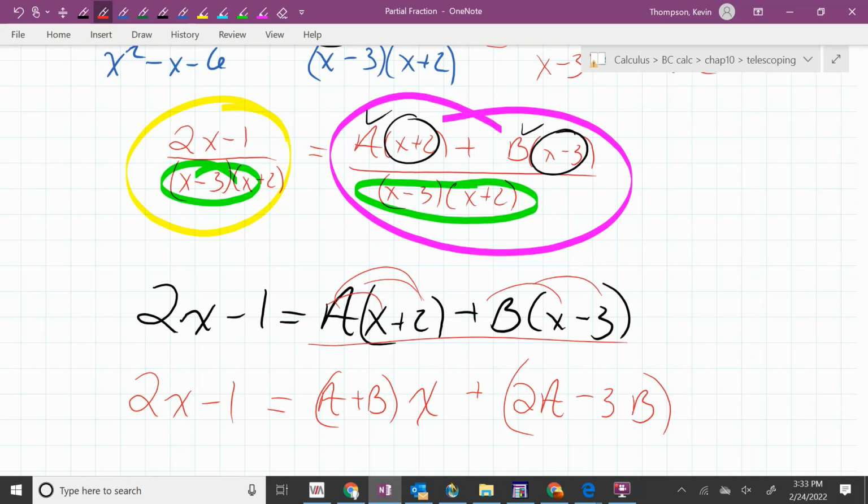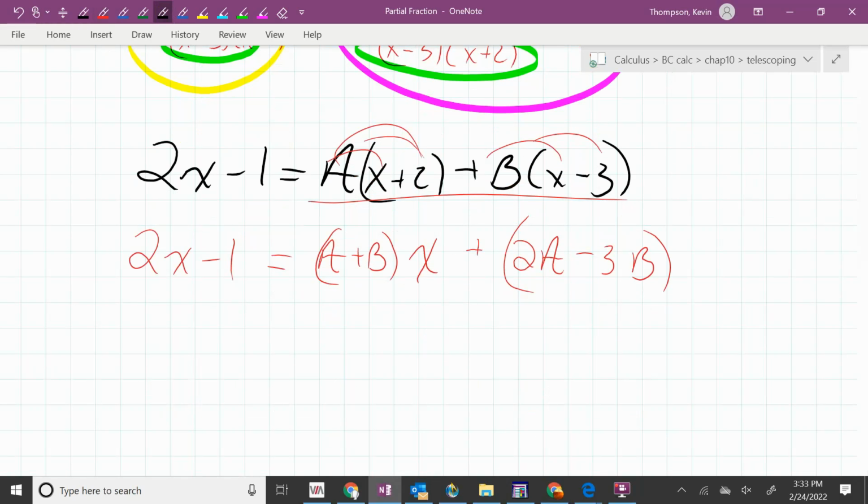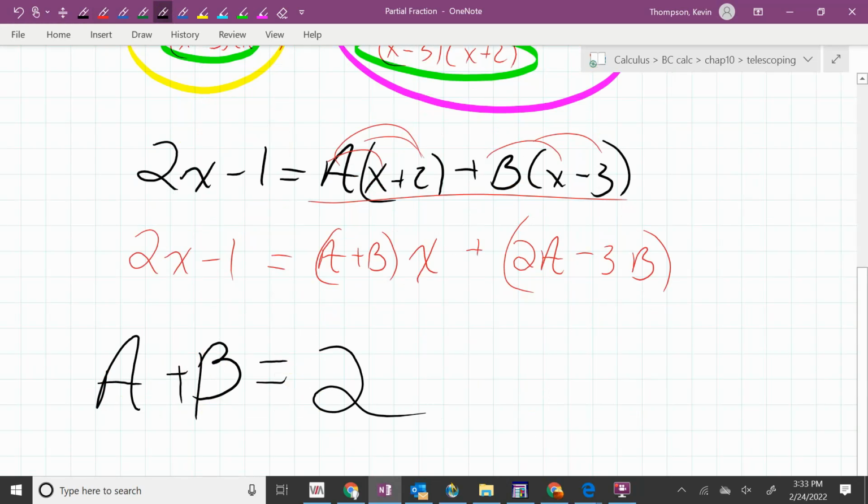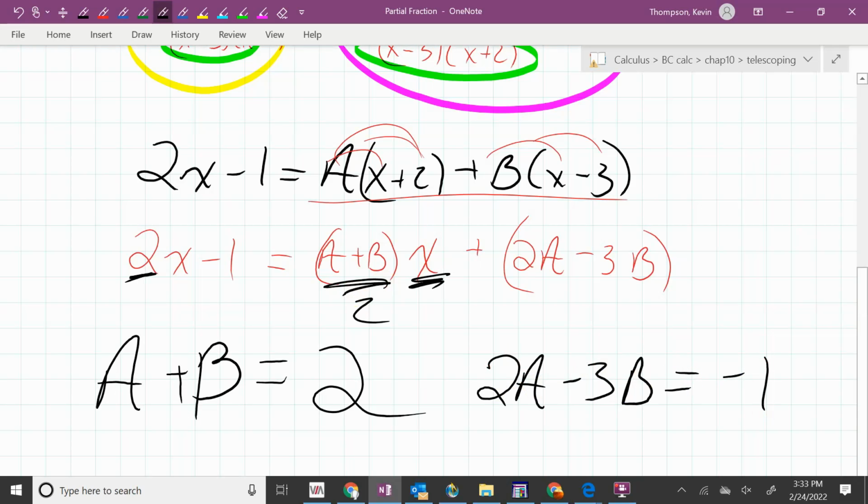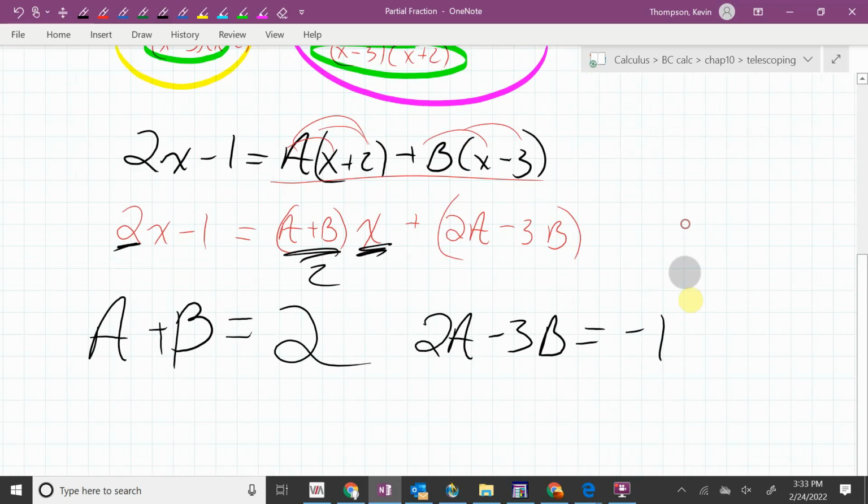So A and B are some number. What does A plus B have to equal? Has to be 2. You see that? If the coefficient over here ends up being 2, and there's the X right here, doesn't that have to be the number 2? What does 2A minus 3B have to equal? Negative 1. Do you see now we have a system? Solve it. Figure out A and B.